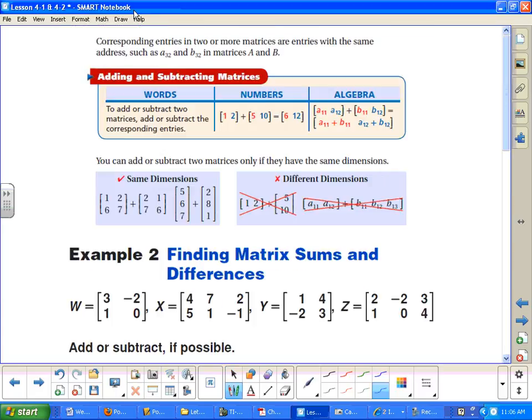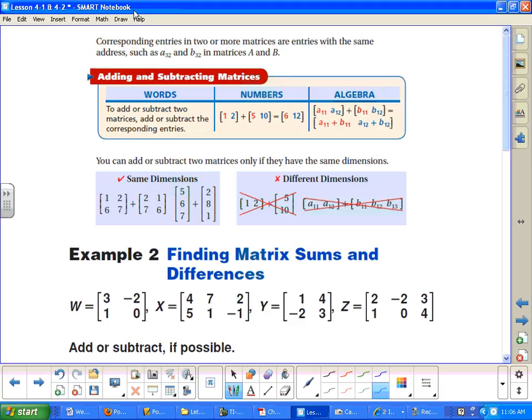Okay, now we're going to look at adding and subtracting matrices. To be able to add and subtract matrices, we have to be able to add and subtract the same entries in both matrices. So the first thing that is important about adding and subtracting is the matrices must have the same dimensions.